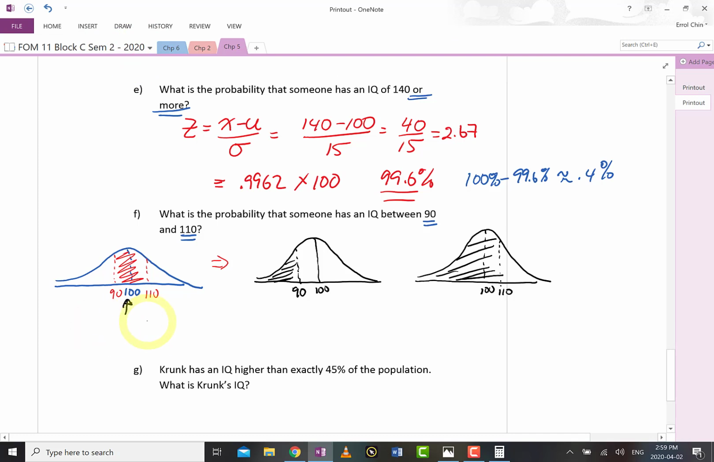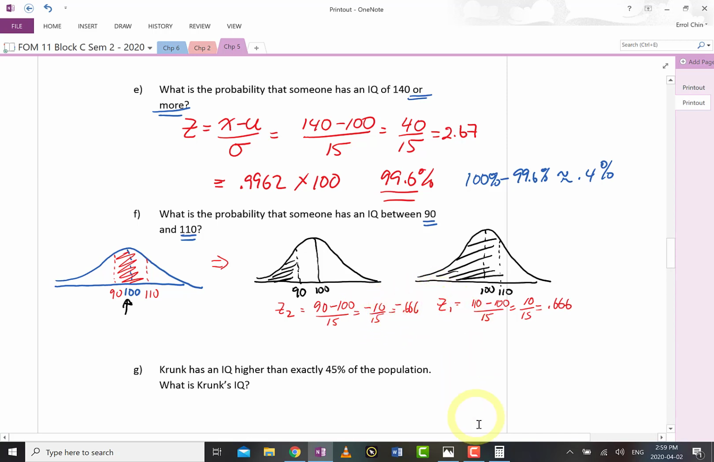So I'm going to do the z-score. I'll do this one first. Z-score, that's going to be 110 minus 100 over 15, which is 10 over 15, which gives you a z-score of 0.666. I'm going to do the second part of the problem. It's going to be 90 minus 100 all over 15, which is negative, right? It's negative 10 over 15, which gives you a negative 0.666.